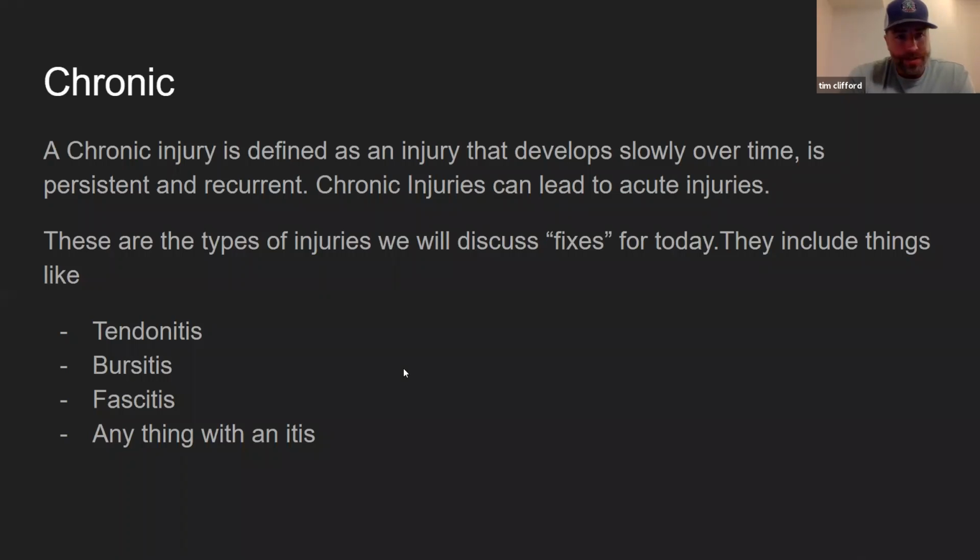And these types of injuries include tendonitis, bursitis, fasciitis, and basically anything with an itis at the end. That suffix just means inflammation. So tendonitis is obviously an inflammation of a tendon. Bursitis, inflammation of a bursa. Those are small fluid sacs that sit in certain joints. And then fasciitis is basically inflammation of a fascia, which is the material that wraps around muscles. And there's a bunch of other ones, but you basically get the idea. Anytime we're going to see some sort of inflammation.